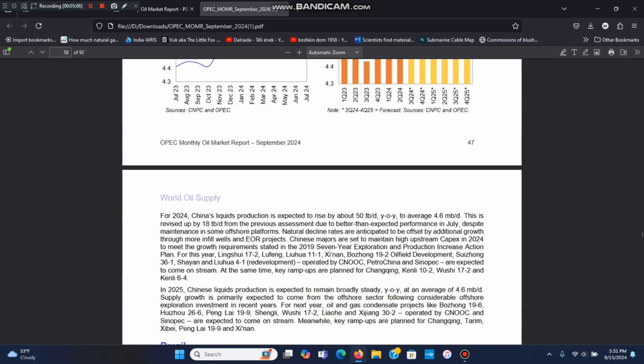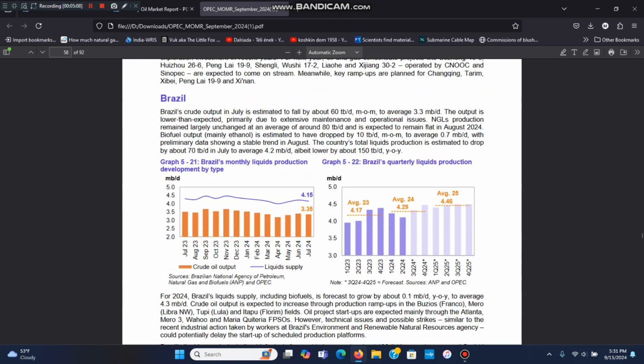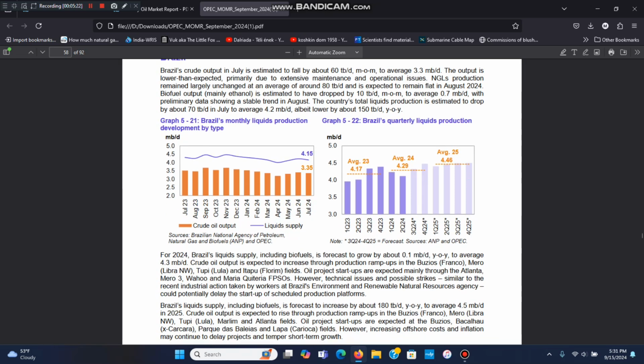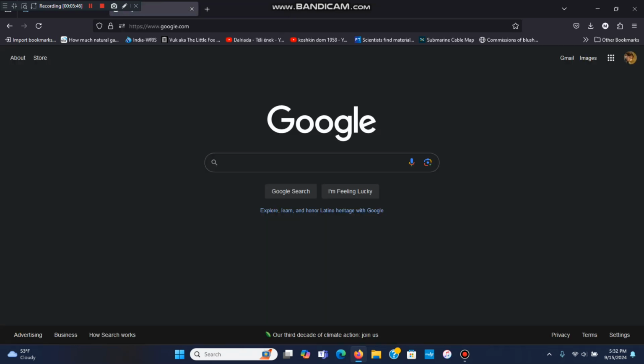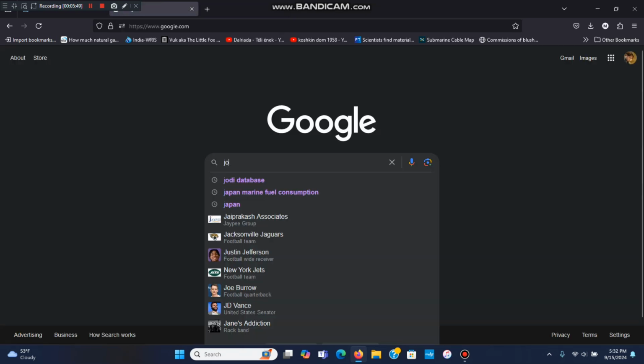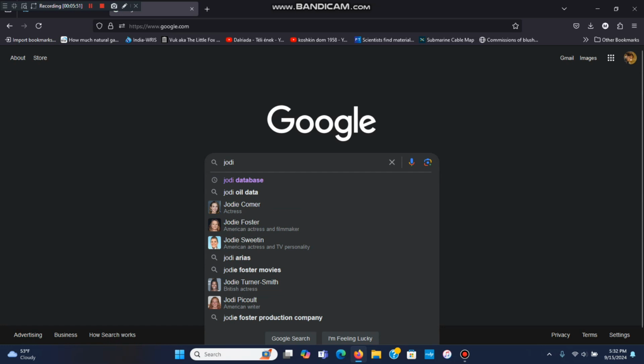And also throughout the MOMR, they do have sections where they'll go into some specific countries and actually speak about or give expected dates for when new fields are going to start and how that's going to change their upcoming production levels.